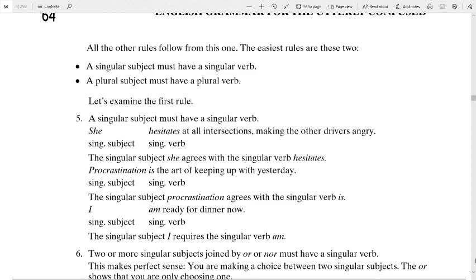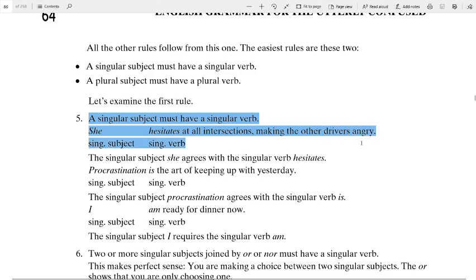After the base form, that is called singular verb, and plural verb means that doesn't take anything after the base form. Okay, now the first rule: a singular subject must have a singular verb.